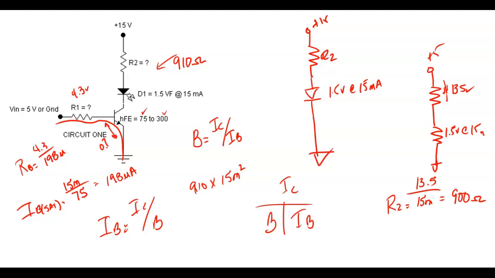So what size are we going to use for RB or R1, excuse me? That's how much it drops, right? These are microamps, yeah, on the base. And how did we get the base current? We used the Beta formula. That's what size we're going to use.